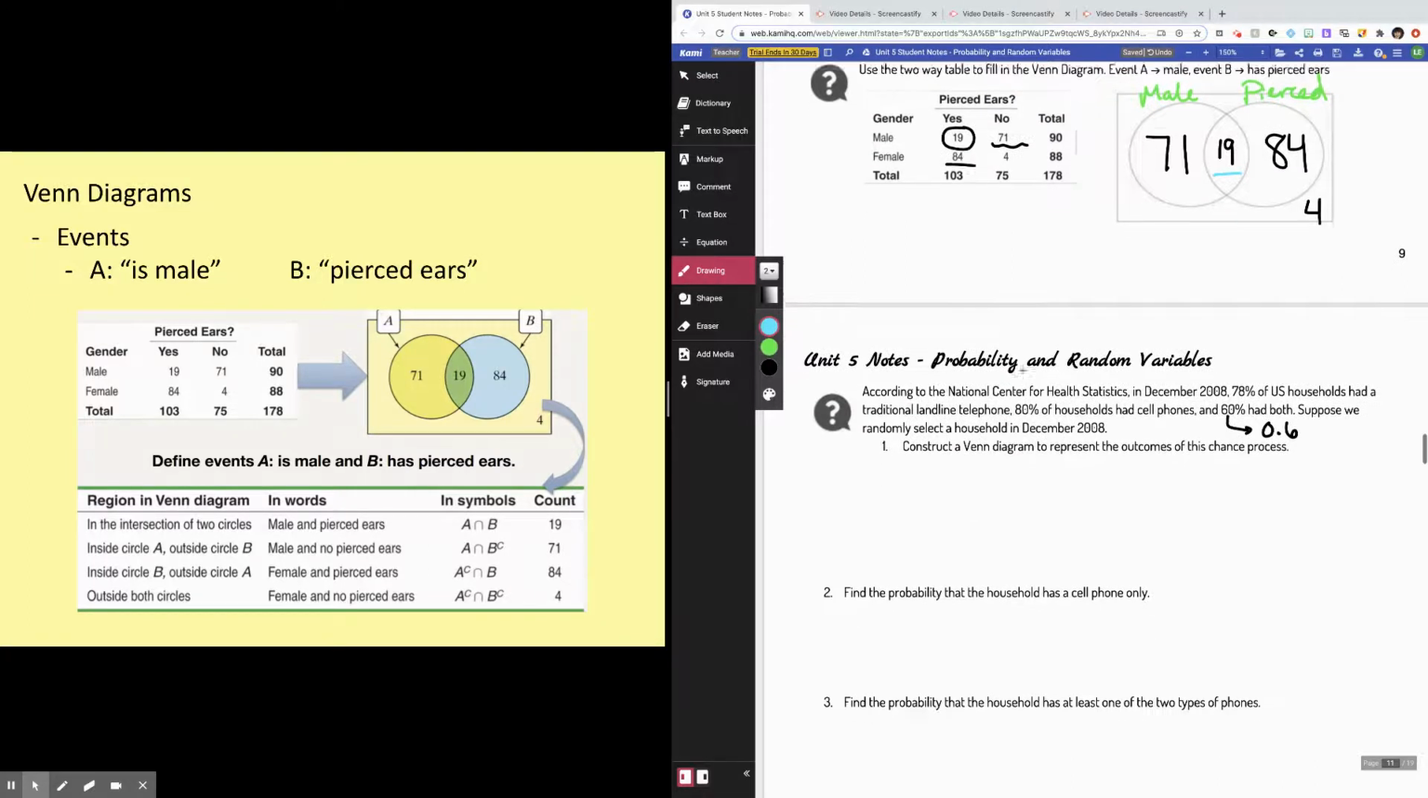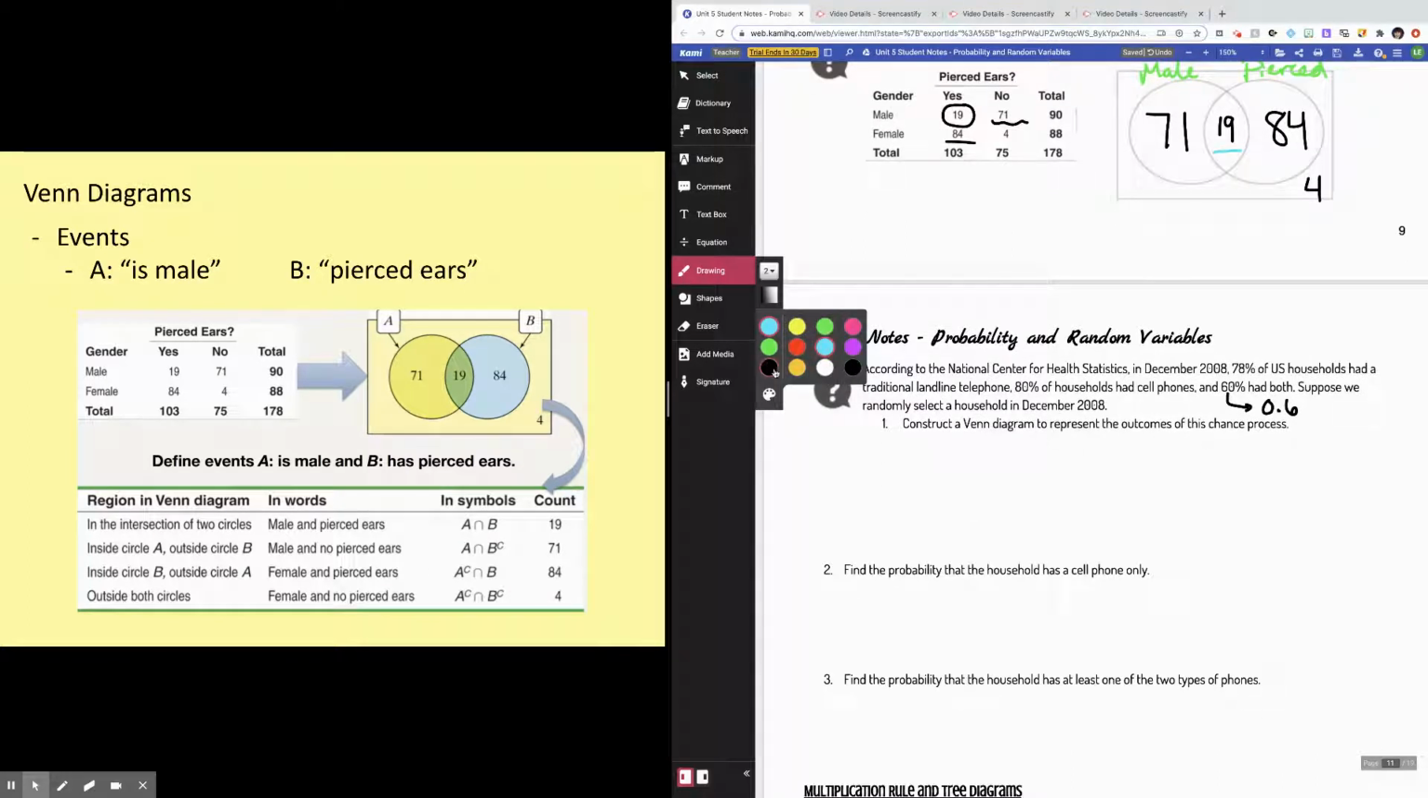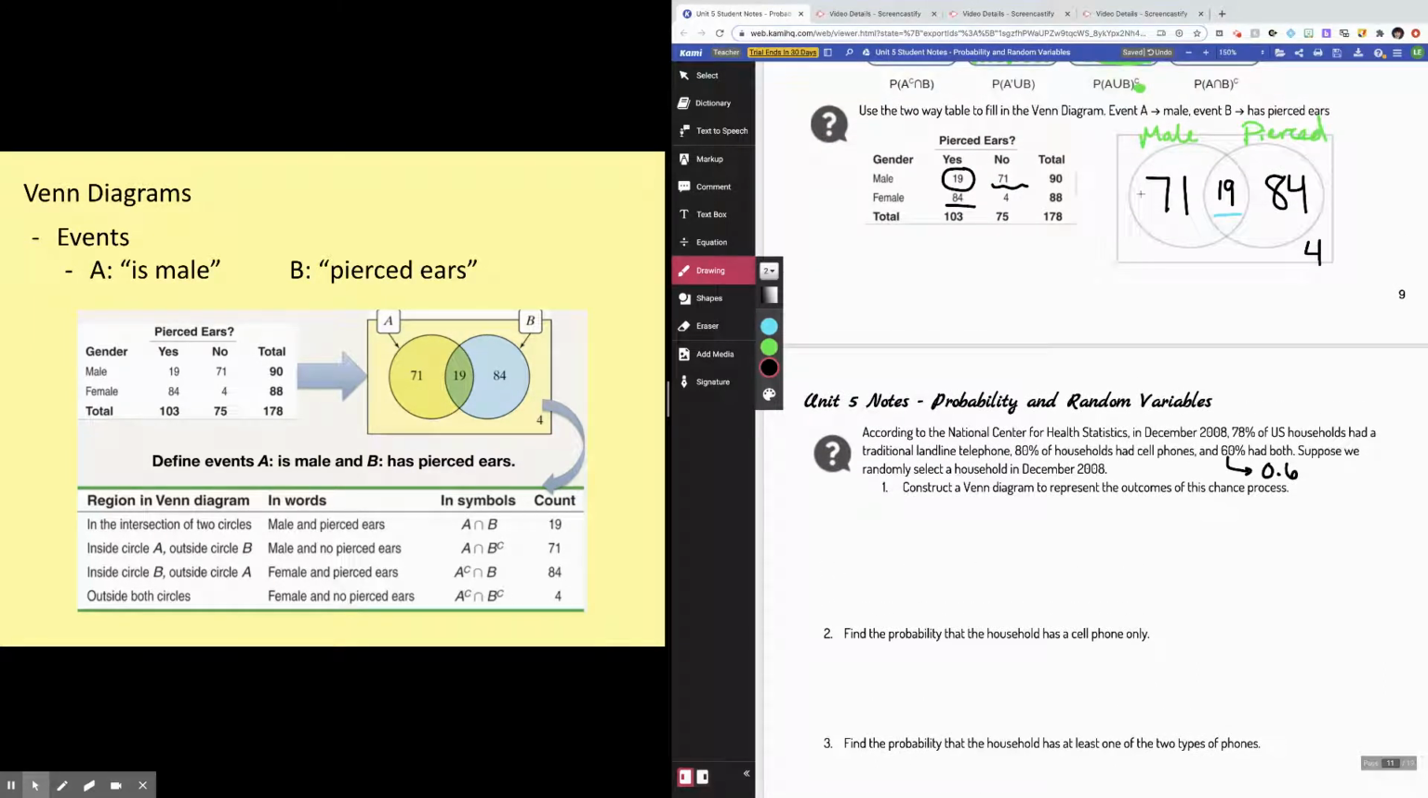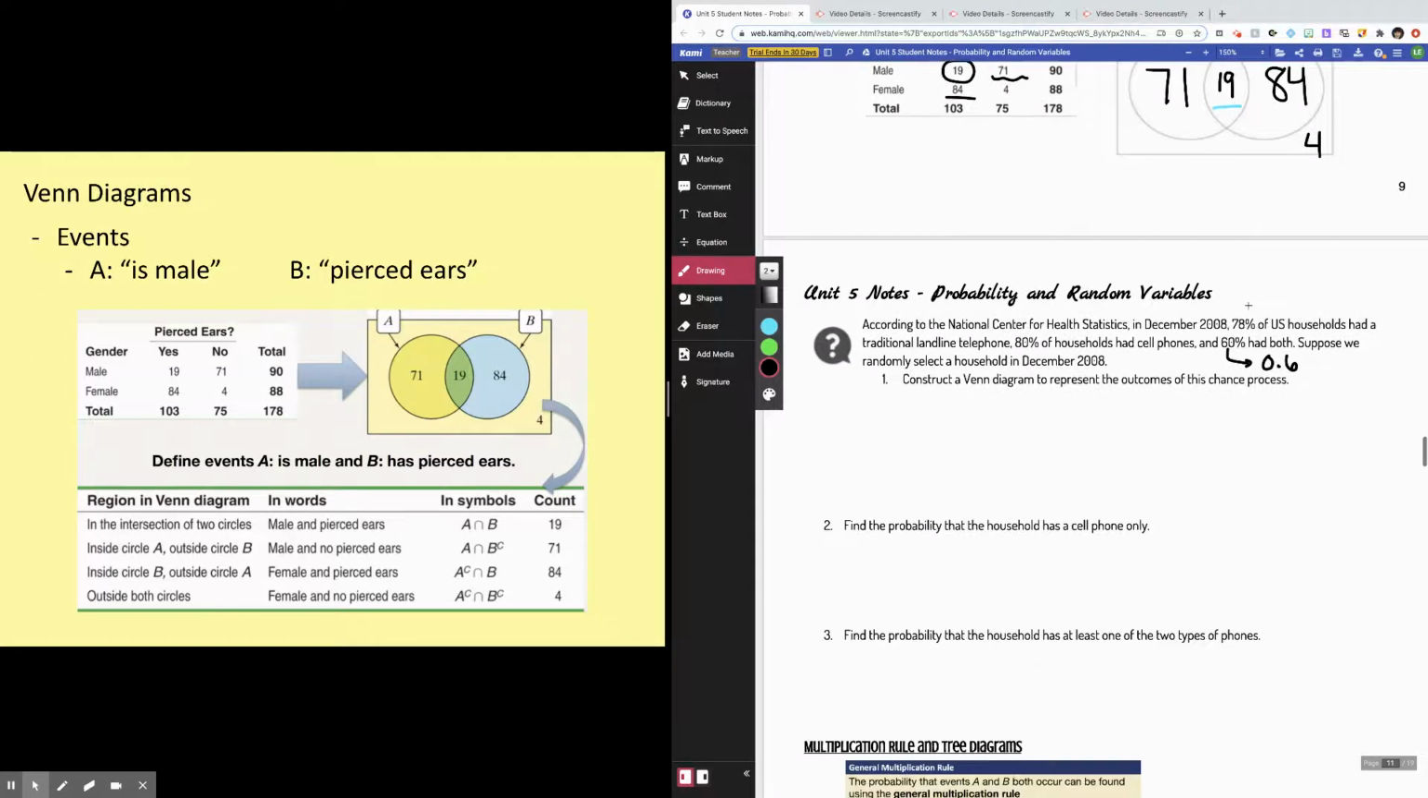One thing I want to point out to you when filling out and figuring out this Venn diagram is that these numbers, the 78% for landlines and the 80% for cell phones, is the whole circle, right? Would be the whole event. So if 60% have both, there's 60% in the middle, then that means only 20% would be in these little half moon areas, okay?